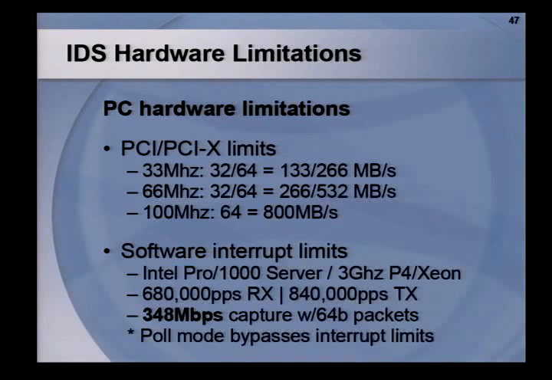Most people are actually only using either 32 or 66 megahertz, and they can usually get up to 266 or in some cases up to 532 megabytes per second. But for the most part, 266 and 133 is about standard.